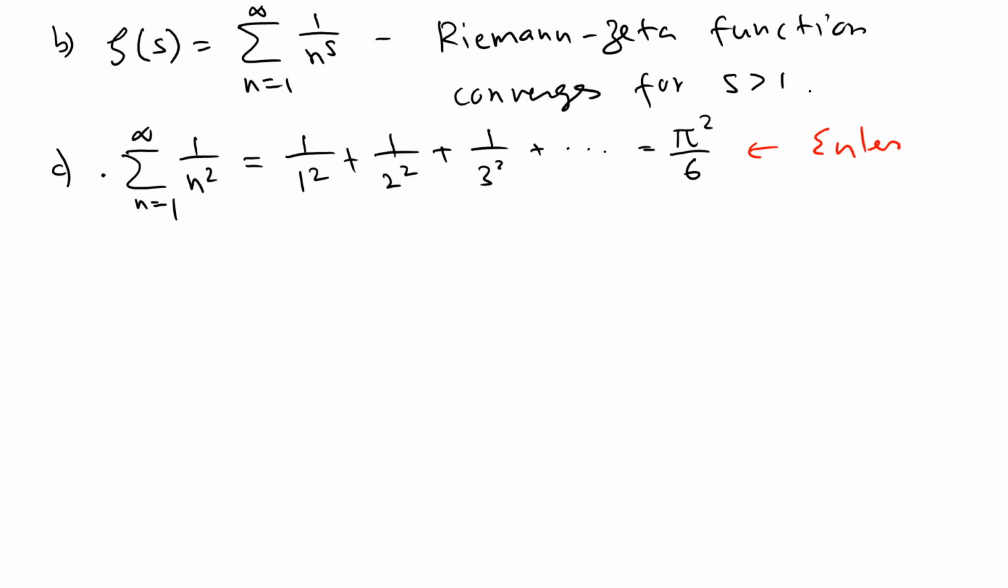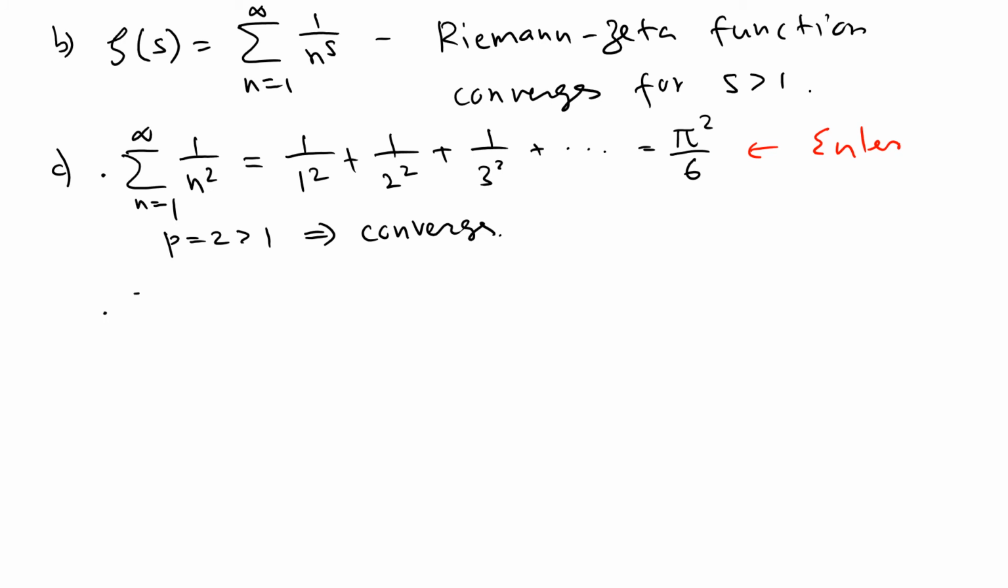Pi squared over 6. It's a nice proof. There are only a few cases where you can show it converges and get the exact value. Actually, you can show it's going to converge, but the exact value would be a little different. In this case, we know that p equals 2, so it has to converge. And also we know formulas for a few other cases.